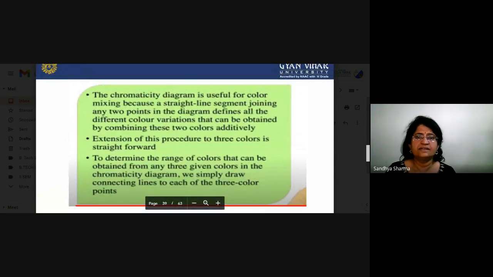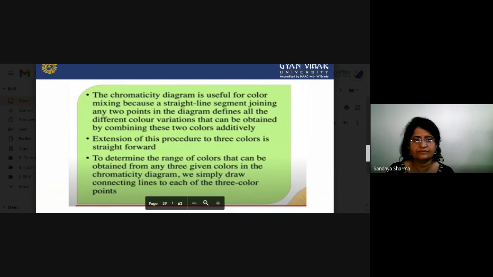The chromaticity diagram is useful for color mixing because a straight line segment joining any two points in the diagram defines all the different color variations that can be obtained by combining these two colors additively. So basically, we are adopting the additive color theory, and that is the color mixing part. The extension of this procedure to three colors is straightforward.